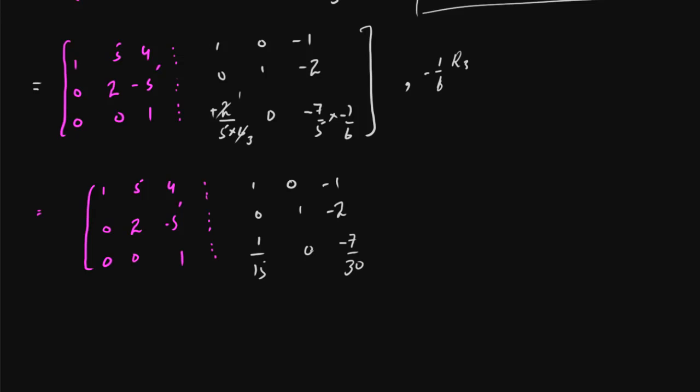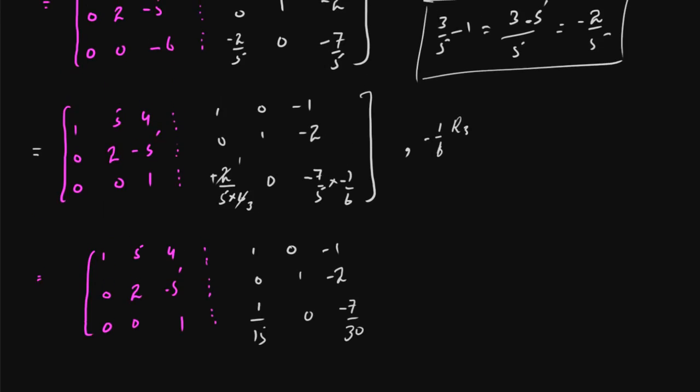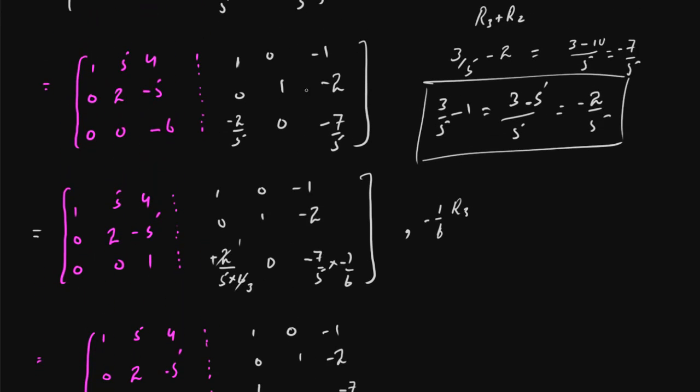Now let me check that one as well, because we have done R2 plus R3, then that value also comes here. Now R3 plus R2, okay, now that value also comes here, and 1 plus, and here we get 1, and here we get 1 already.